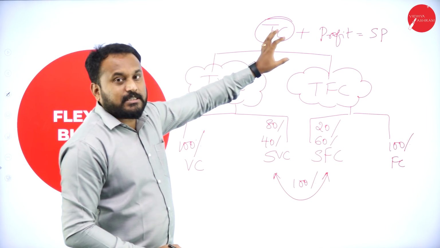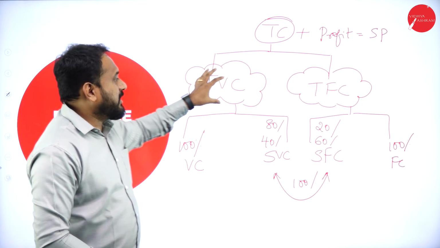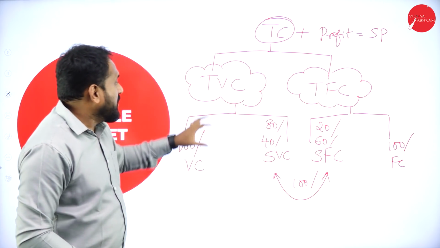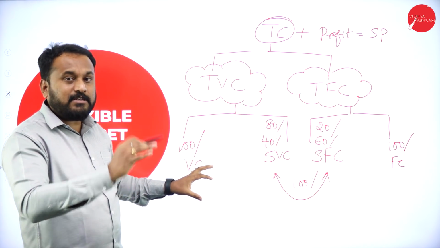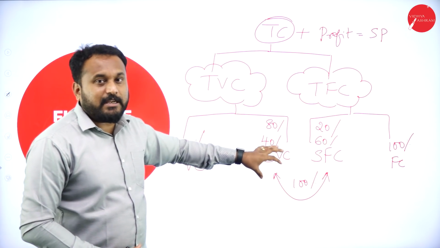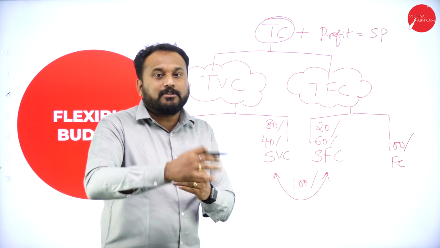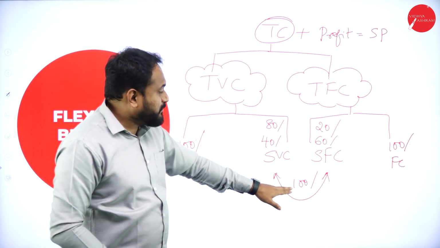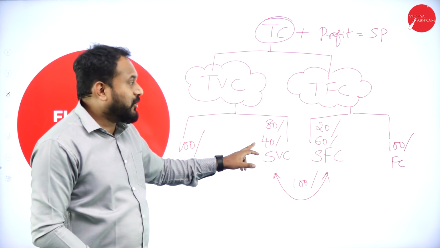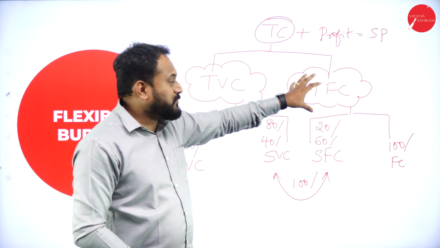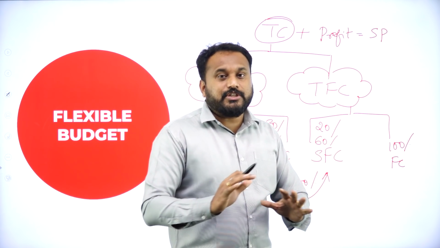That is the equation: total cost plus profit is equal to selling price. Now total cost is divided into two: total variable cost and total fixed cost. In total variable cost, we have 100% variable, which means whatever happens, it will change. And one more is semi-variable. Where semi-variable is there, semi-fixed is also there, because if you add both, you should get 100%. If you get 80 here, it should be 20. If you get 60 here, it should be 40. Now in total fixed cost, we have cost which is 100% fixed. Whatever happens, it will not change.